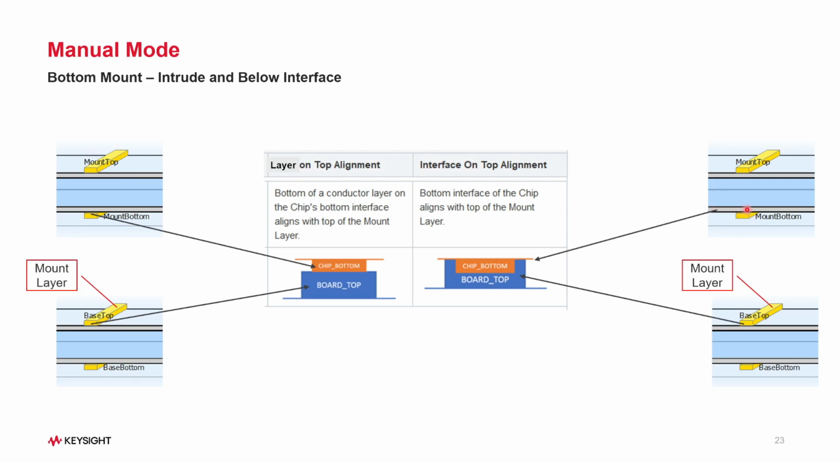Now, interface on top. In this case, instead of this surface here, this is going to be the interface that's going to align. So in this case, the bottom interface of the chip, which is this, aligns with the top of the mount layer. And again, the mount layer in this case is the top of this base top layer. That's why essentially the mount bottom layer intrudes into the base top layer of the base here.